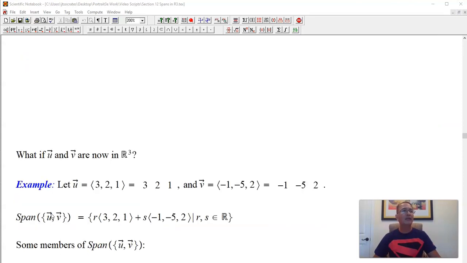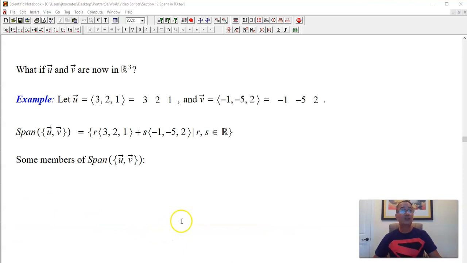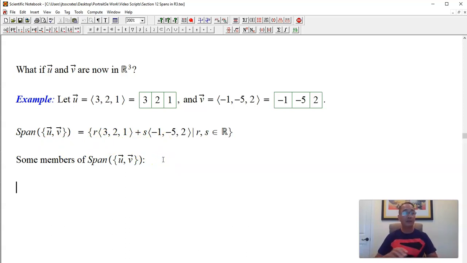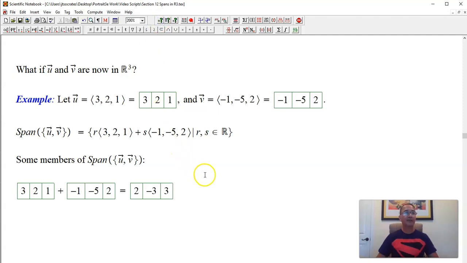Okay, so now let's see what happens if u and v are two vectors from R3. So we have made these two vectors from R3, and u is (3, 2, 1), which we write again as a row matrix, and v is (-1, -5, 2). And the span of these two vectors is all the linear combinations of these two vectors. So let's make some linear combinations. How about, what if we just add them together? So here is u, and we will add v, and we will get that vector.